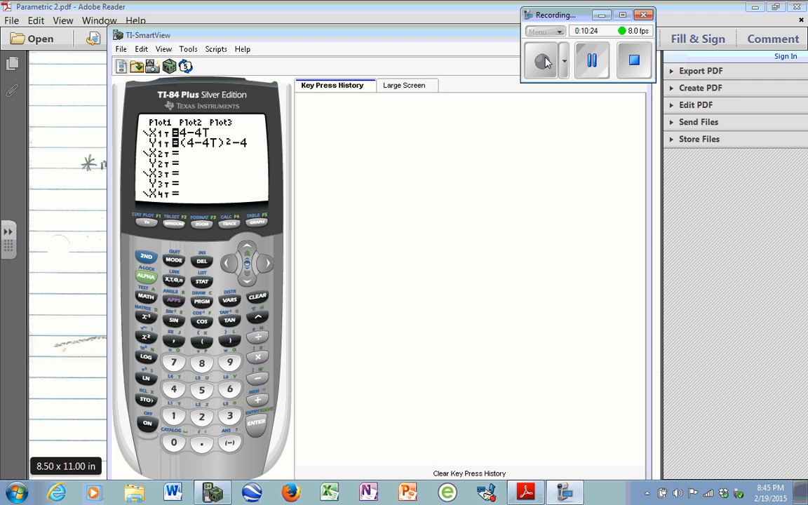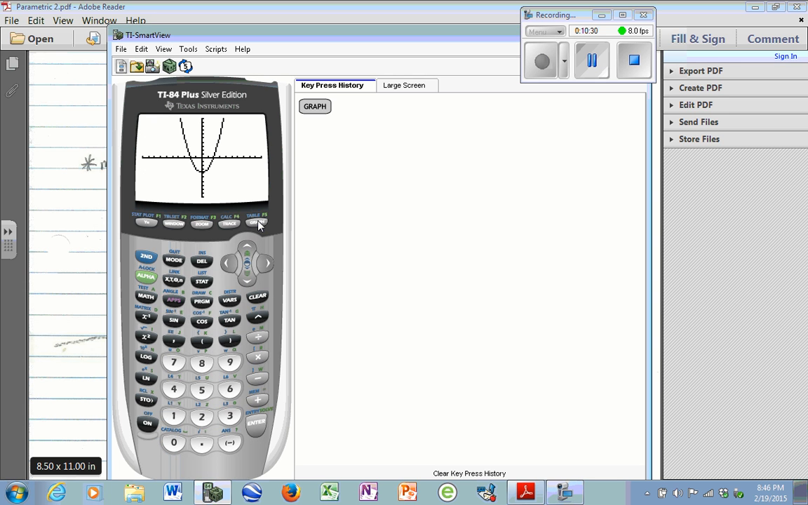4 minus 4t, 4 minus 4t squared minus 4, and watch this, people. Oh, well, that's exciting, isn't it? Okay, let's type in something so it thinks I did something different, and boom, laser blast. Okay, what was different about that one? Obviously it was fast. I actually slowed it down a little bit.